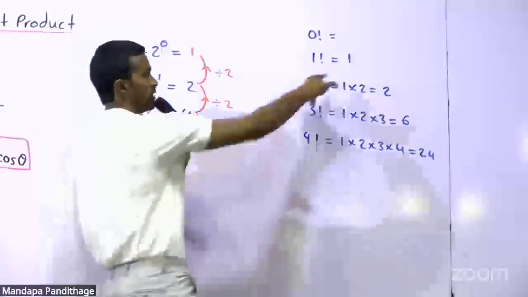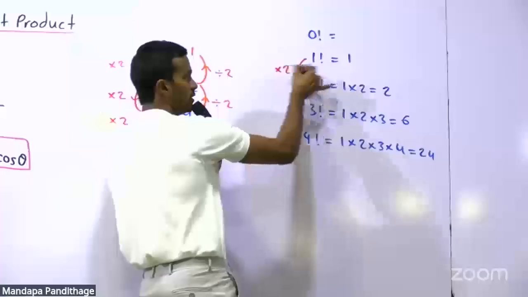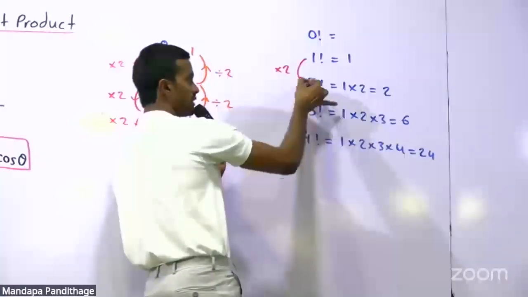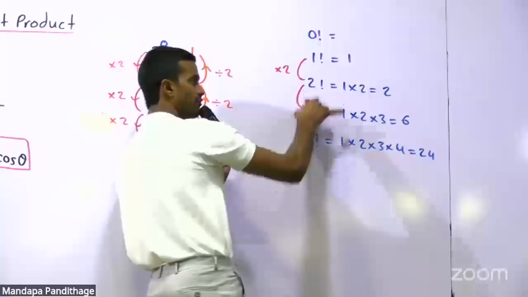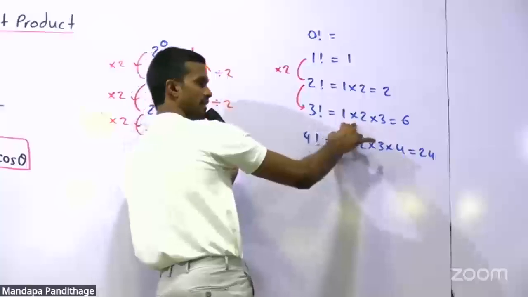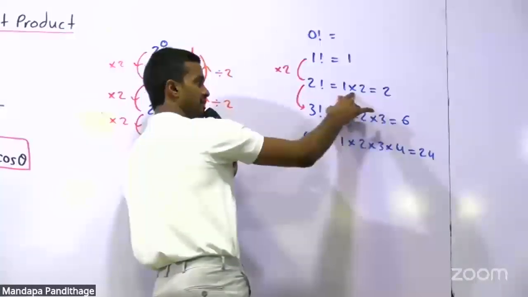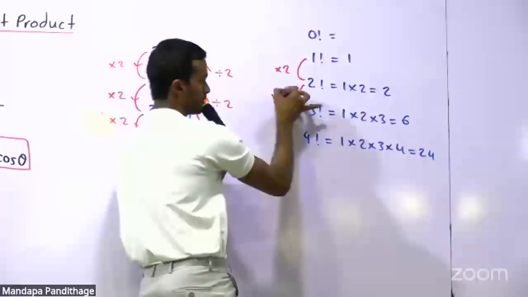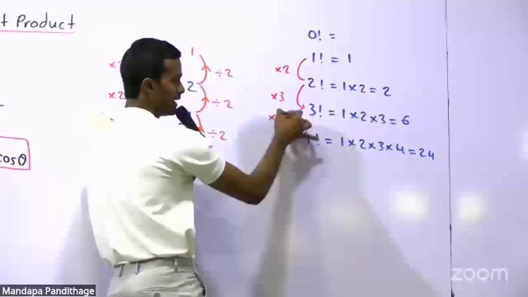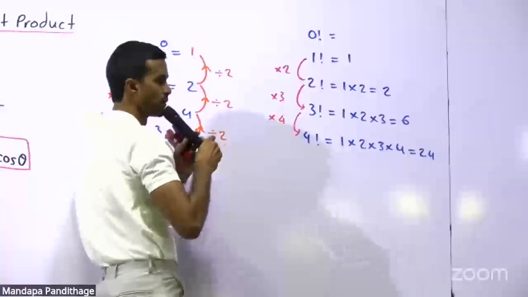Okay, from here to here, how do we get this one? It's clear that you have multiplied by 2 to get this one. From factorial 2 to factorial 3, to get this one from this, tell me we need to multiply this by 3. To get this from this, what is missing? We need to multiply by 4. Okay, then tell me what is factorial 5.